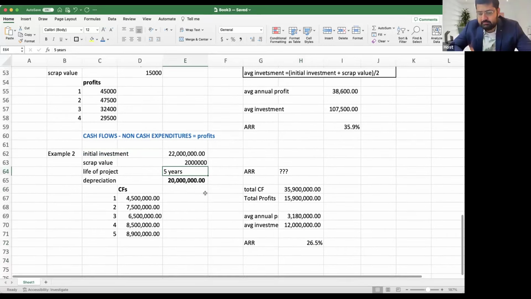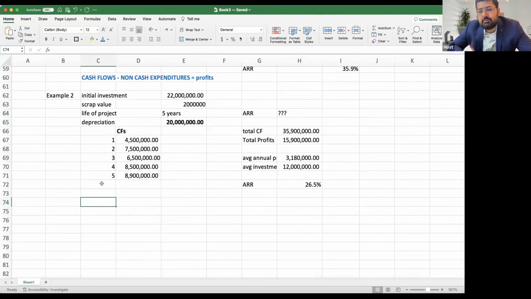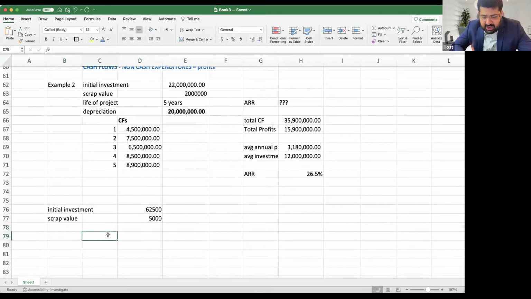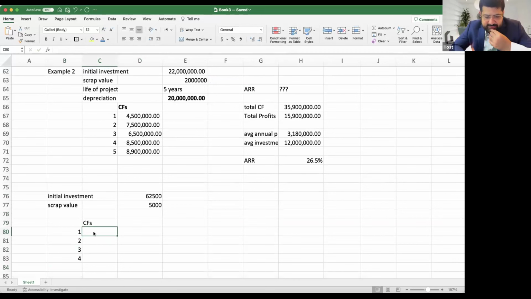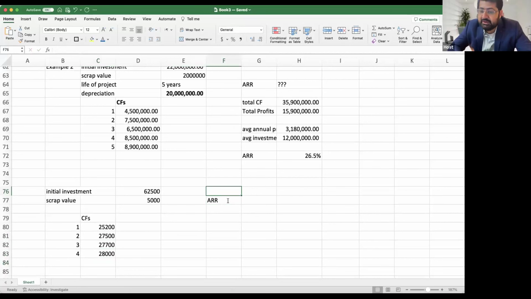The next point is, okay, let me give you a question. Initial investment in the project is 500. Scrap value will be 5,000. And cash flows for years one, two, three, and four are 25,200, 27,500, 27,700, and 28,000. Students, calculate and give me the answer for ARR. Be quick. Calculate, please.